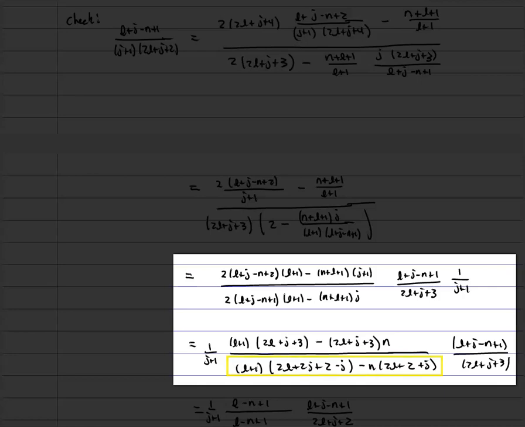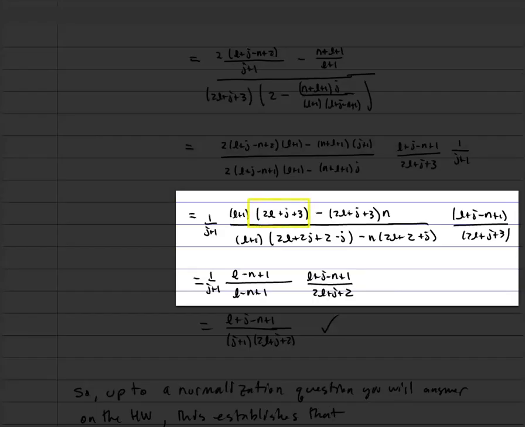Okay? Now, the numerator has a (2l + j + 3) common factor in both of those terms. That will cancel with a (2l + j + 3) in the denominator. The denominator, I can pull out a (2l + 2 + j) term. You can see there's a common factor of (2l + j + 2) in both those terms in the denominator. So I can factor that term out, and I'm left with an (l + 1 - n). And in the numerator, I'm left with an (l + 1 - n) as well. Those two terms cancel.